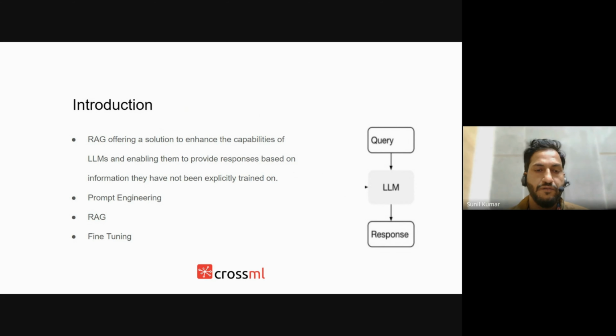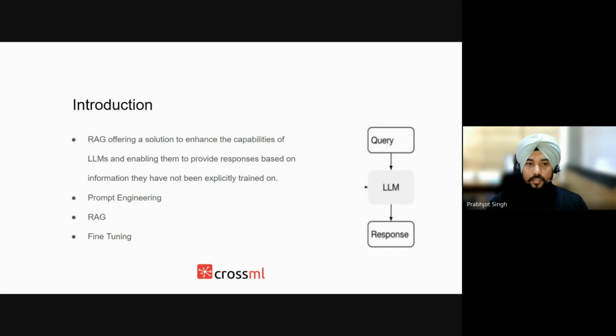Basically, when we design any generative AI system and we ask any question to our LLM, we need to customize it to get responses that are specific to our context. By customizing, we mean we use different techniques like prompt engineering, RAG (retrieval augmented generation), fine tuning, and also pre-training. In our discussion, we will cover up to the RAG techniques.